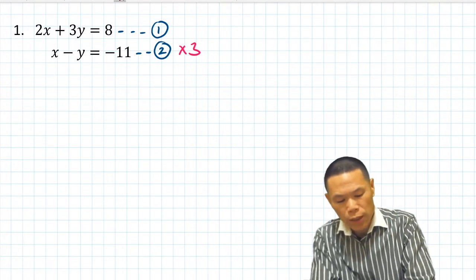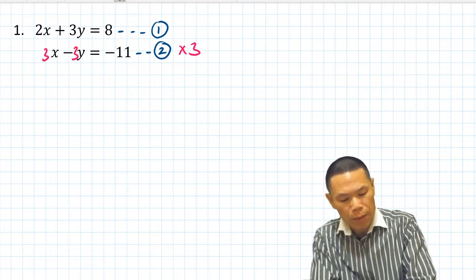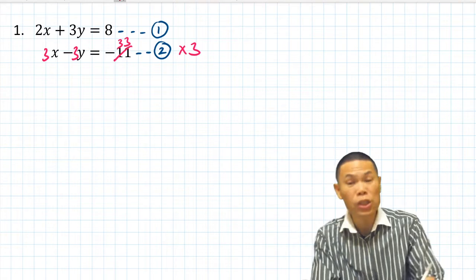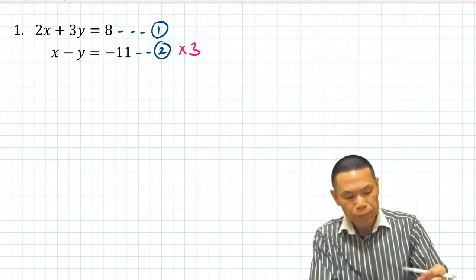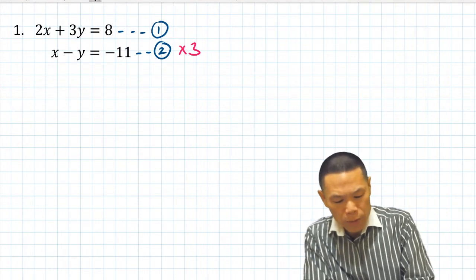So x times 3 is 3x. y times 3 is 3y. And 11 times 3 becomes 33, which is negative 33. So remember that for me, okay? So I just rewrite the equation out.